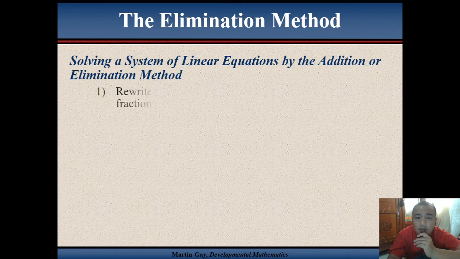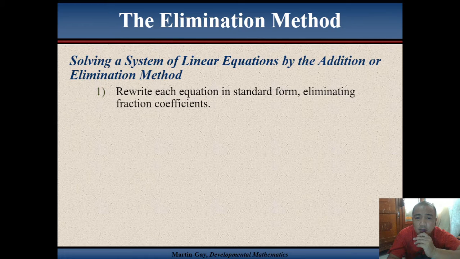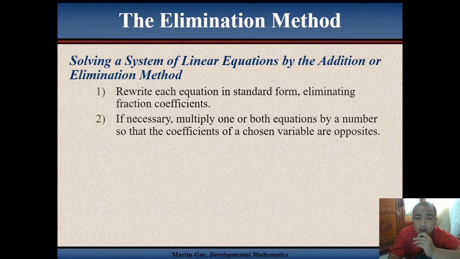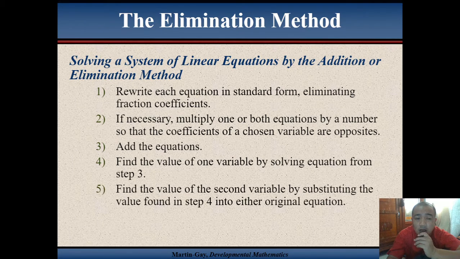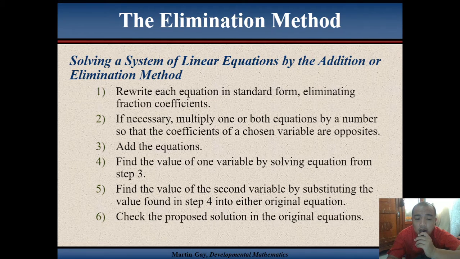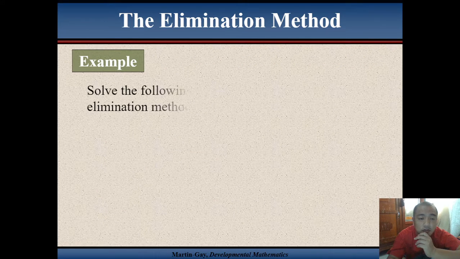Next example. These are the steps in solving a system of linear equations by elimination method. Rewrite each equation in standard form, eliminating fraction coefficients. If necessary, multiply one or both equations by a number so that the coefficients of a chosen variable are opposites. Add the equations, then find the value of one variable by solving the equation from step 3, and find the value of the second variable by substituting the value found in step 4 into either original equation. And last step, check the proposed solution in the original equations.